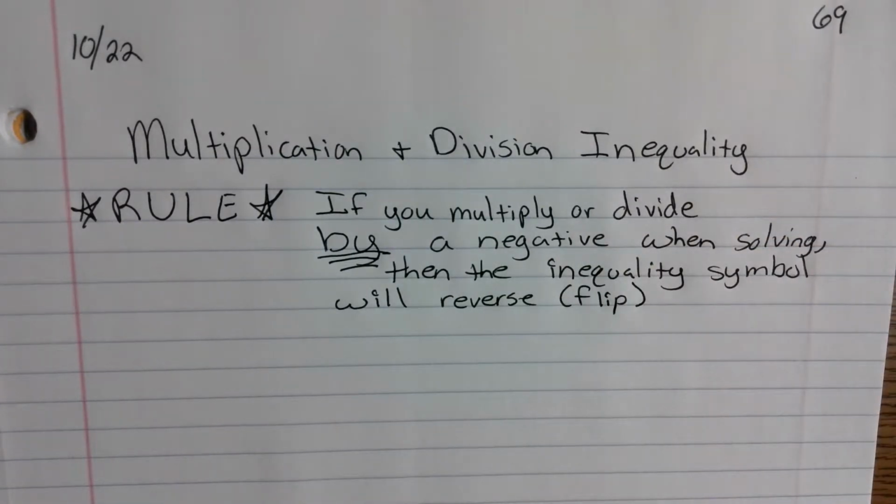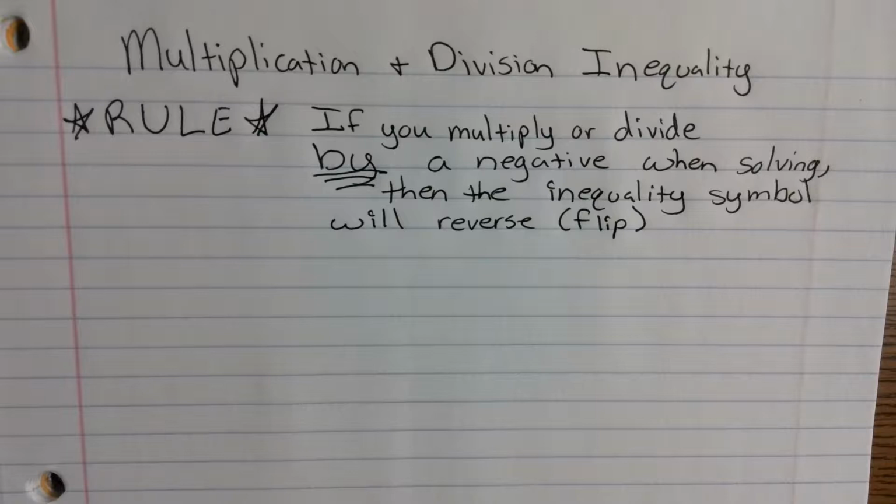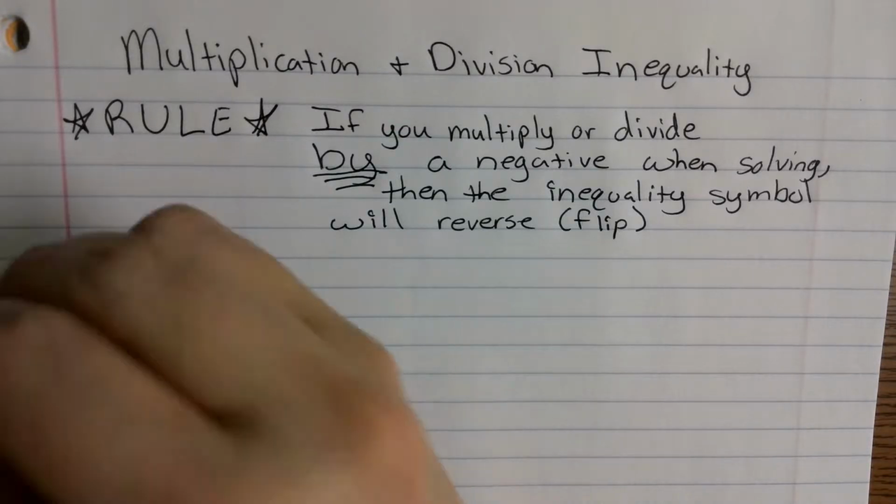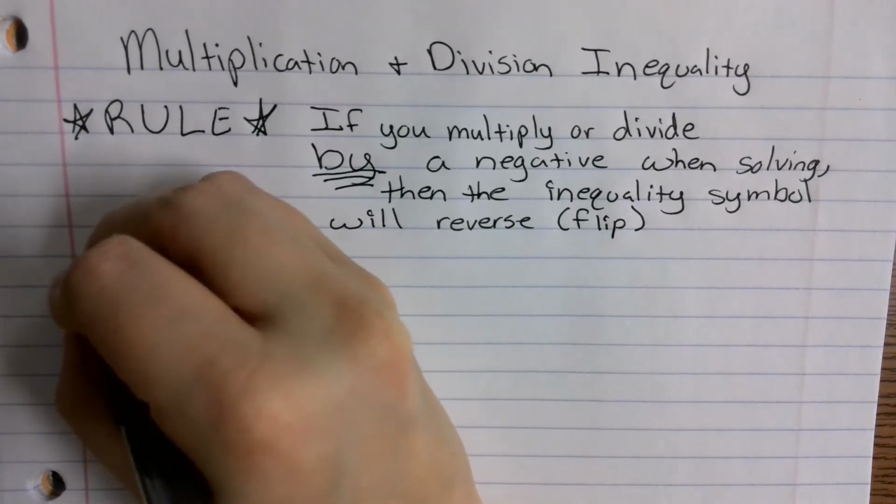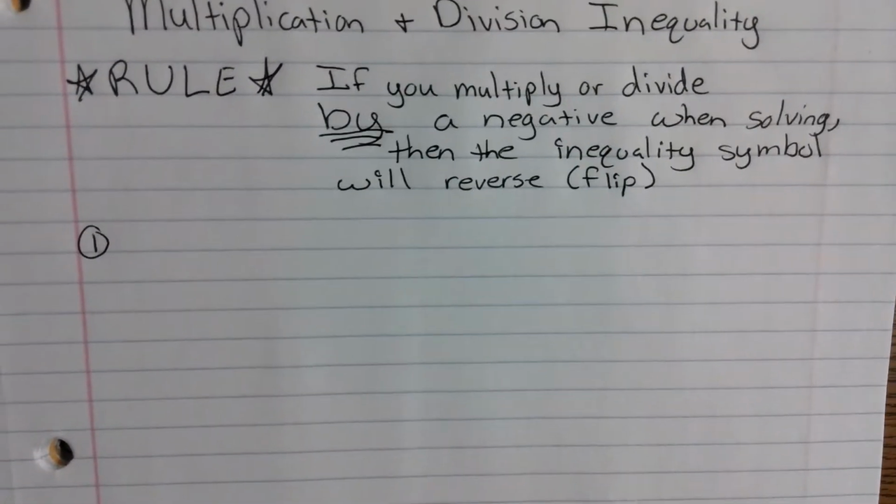Now, reversing is different than rewriting. Having to rewrite an inequality because the x isn't on the correct side is different than having to flip it because of multiplication or division of negatives. Okay? So all we can do in this situation is just a few practice problems so that you can see what I mean by that.